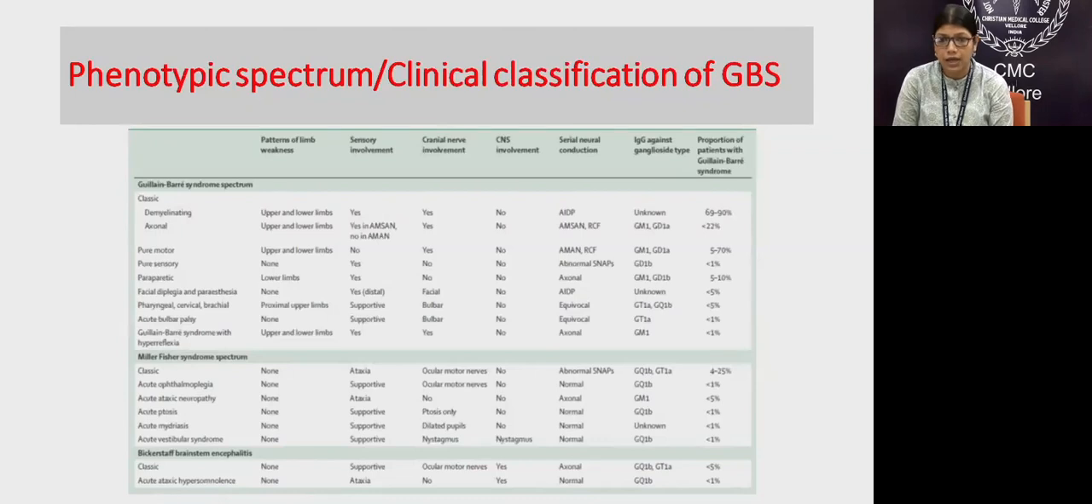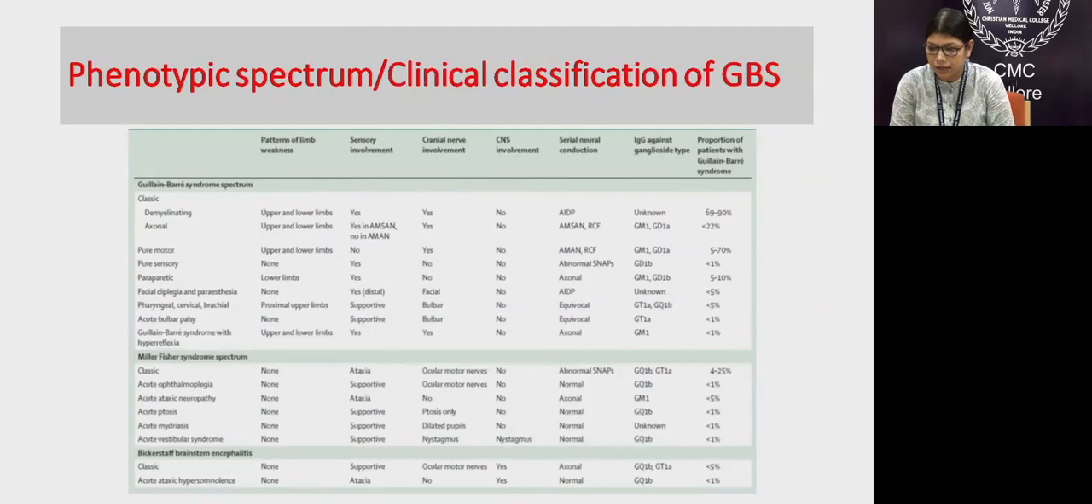Classical Miller-Fisher we know as areflexia, ataxia, and ophthalmoplegia. That classical form is only seen in up to 4 to 25% of the GBS cases, and they can present as non-classic forms such as acute ophthalmoplegia, acute ataxic neuropathy, acute ptosis, acute mydriasis, acute vestibular syndrome. So this can cause a lot of diagnostic dilemma in quickly diagnosing whether they are a GBS spectrum of disorder. Hence, we need to be well versed at least with the GBS spectrum, because management makes a lot of difference in this group of patients.